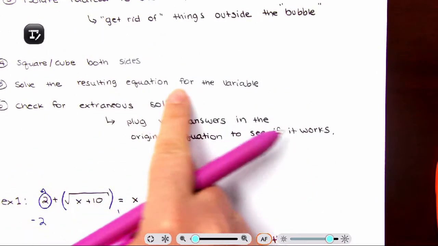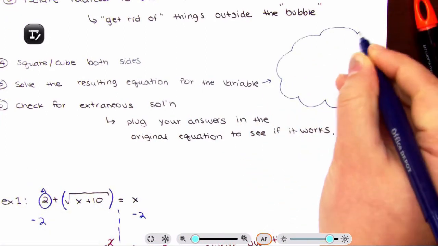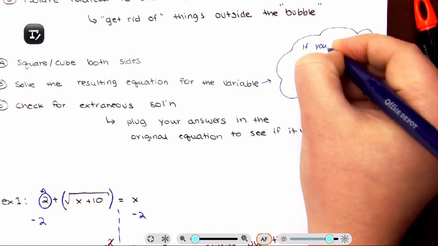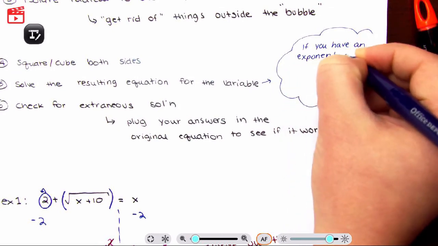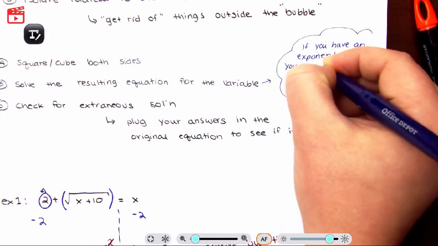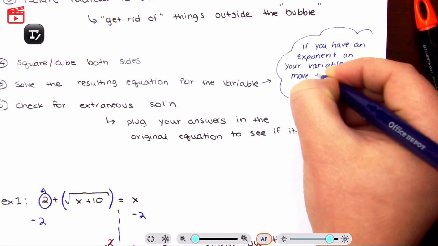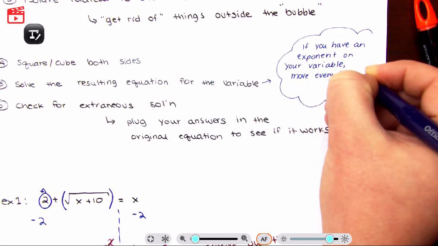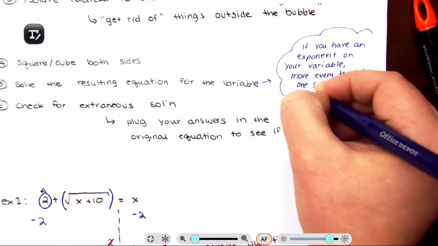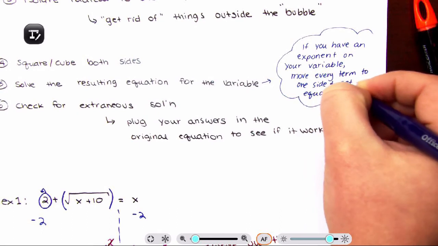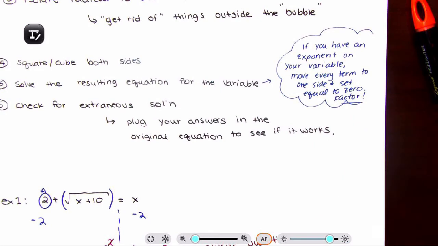So when you're solving the resulting equation for the variable, if you have an exponent on your variable, move everything to one side, and set equal to 0, factor. It's going to be easier for you that way.